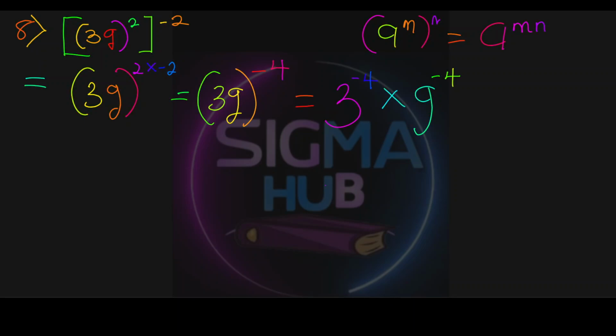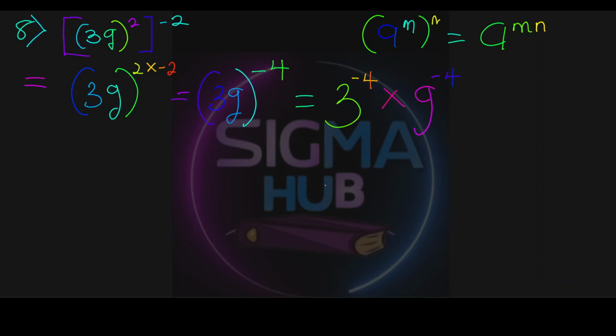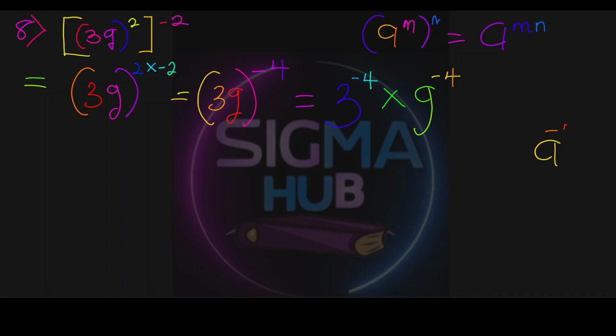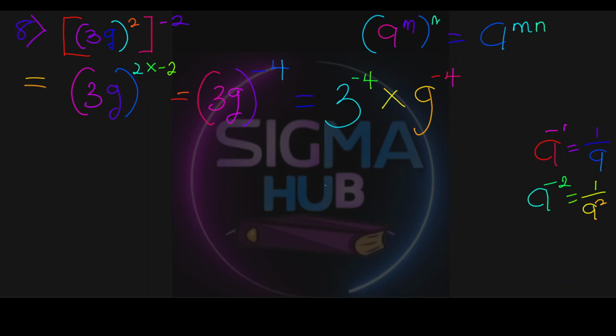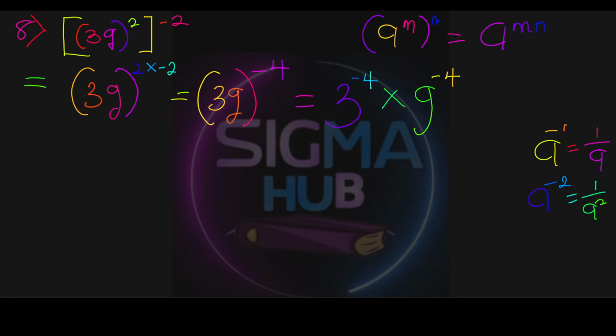And when you have a negative index, a negative power, it signifies 1 over. That is, a raised to the power of minus 1 means 1 over a. A raised to the power of minus 2 means 1 over a raised to the power of 2. And that's what we are going to be applying here.